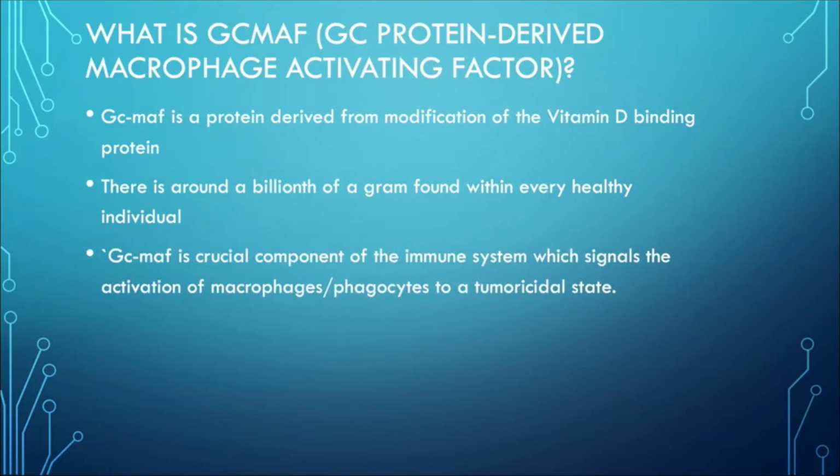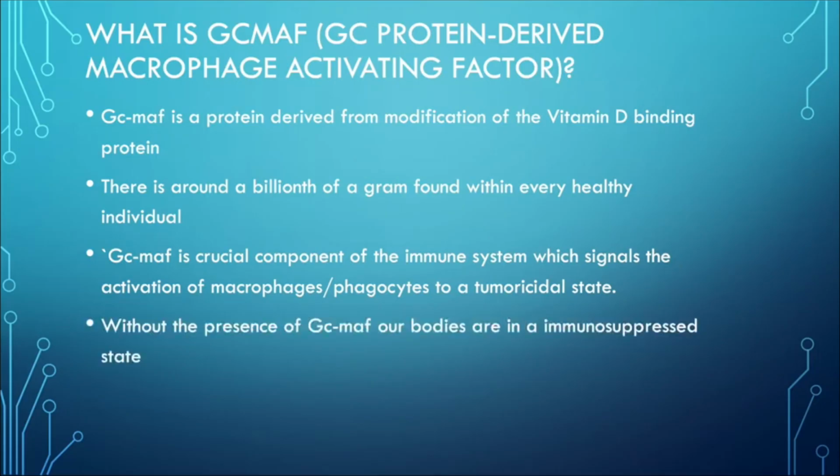GcMAF signals the activation of macrophages to a tumocidal state, therefore it plays a vital role in immunity within the body. Without the presence of GcMAF, our bodies are in an immunosuppressed state, as macrophages are not able to successfully engulf cancerous cells, and we lose a further 19 known attacks the body has on cancers.